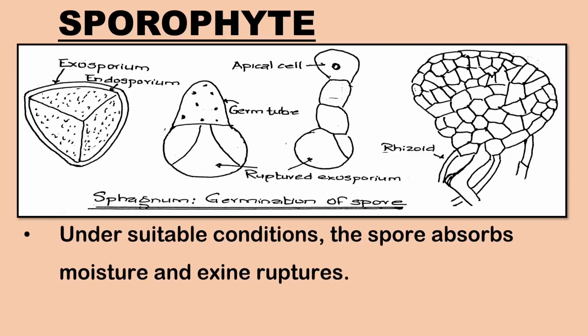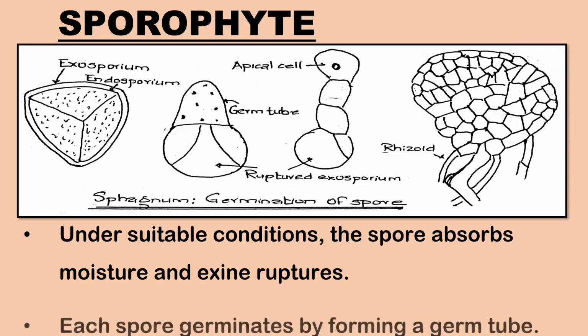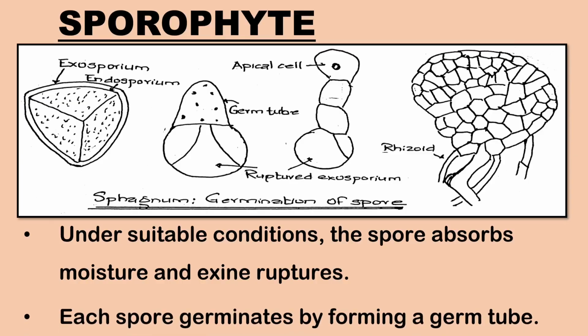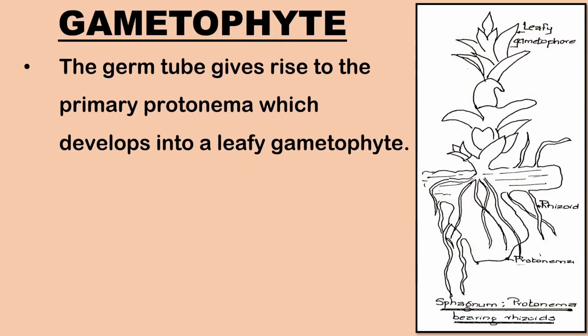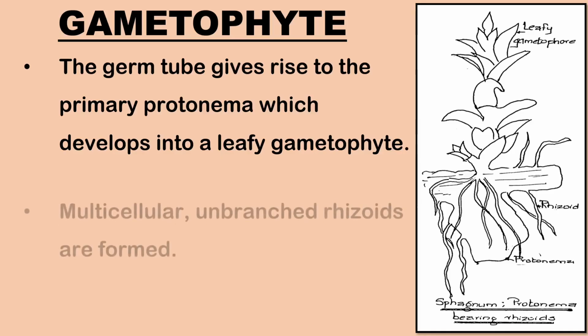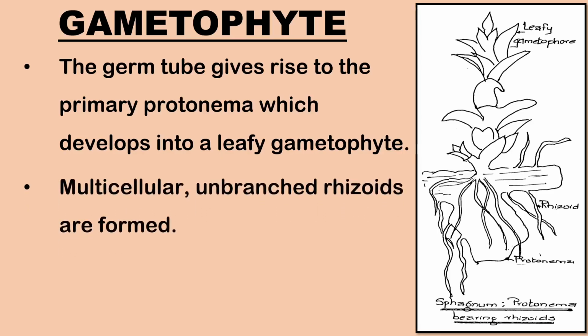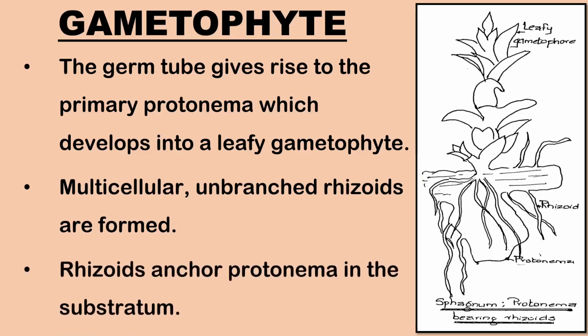Under suitable condition, the spore absorbs moisture and the exine ruptures. Each spore germinates by forming a germ tube. It gives rise to the primary protonema, which develops into a leafy gametophyte. Multicellular, unbranched rhizoids are formed, which anchor the protonema in the substratum.